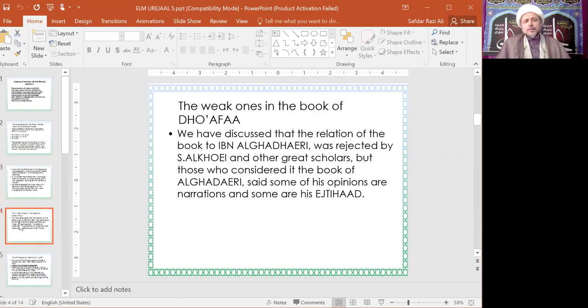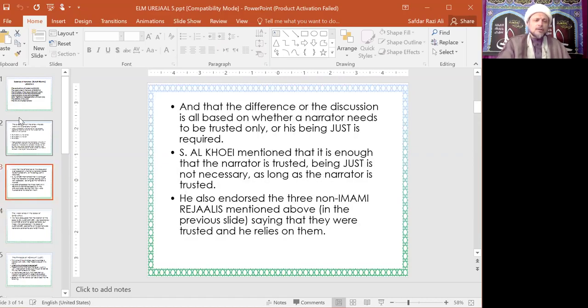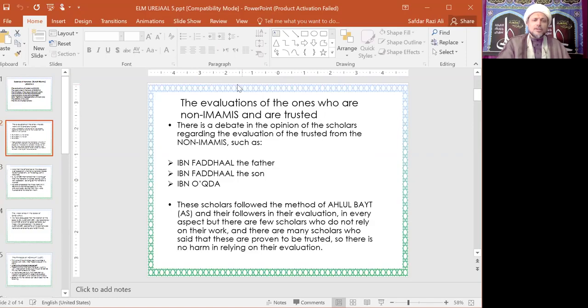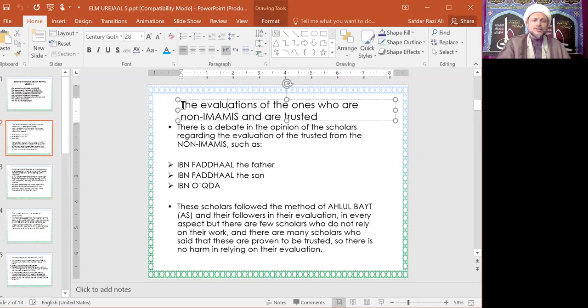Let's take another principle: the weak ones in the book of Du'afa. Remember the issue of Kitab al-Ghadairi and the situation.